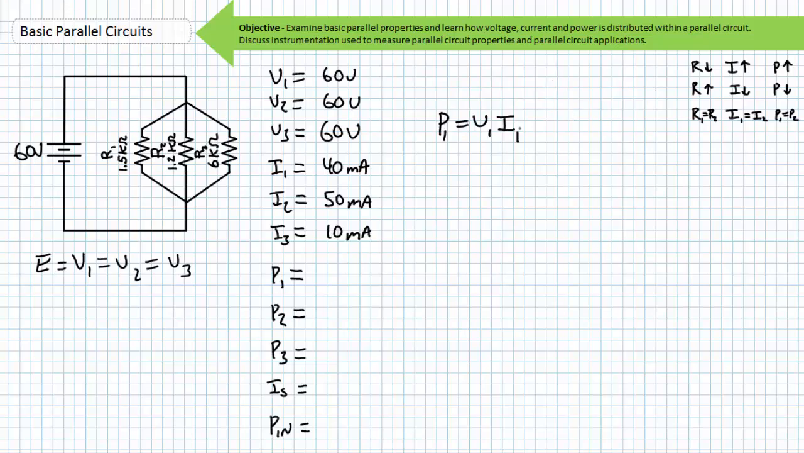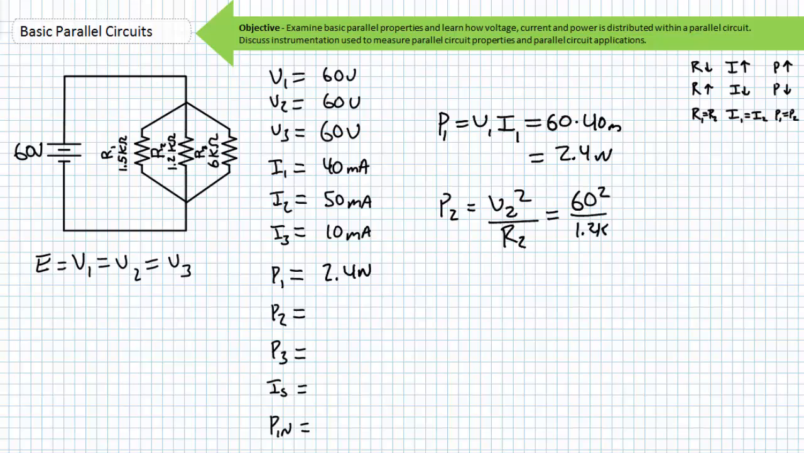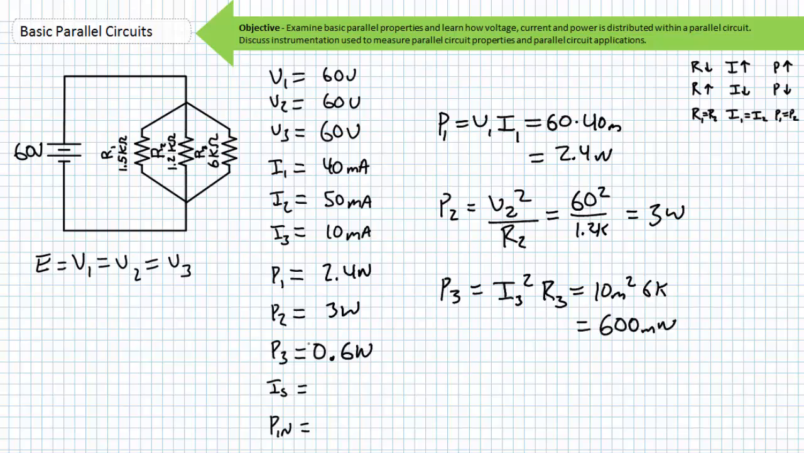The power dissipated by the first resistor is the voltage across it times the current through it. 60 volts times 40 milliamperes yields 2.4 watts. The power dissipated by the second resistor is the voltage across it squared divided by its resistance. 60 volts squared divided by 1.2 kilo ohms yields 3 watts. The power dissipated by the third resistor is the current through it squared times its resistance. 10 milliamperes squared times 6 kilo ohms yields 600 milliwatts, or 0.6 watts.